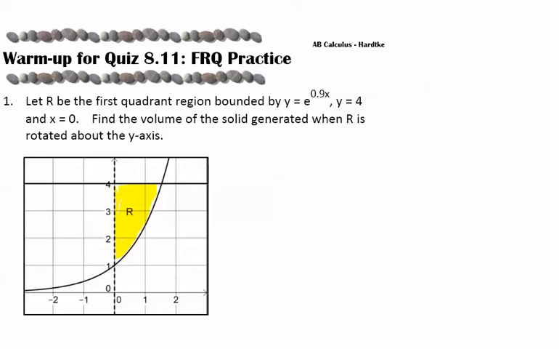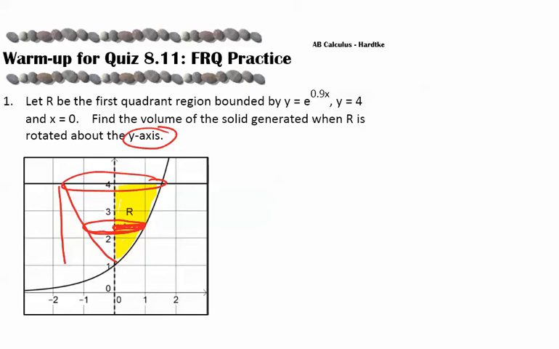In this first problem, we're revolving this first quadrant region between an exponential function and a horizontal line about the y-axis. So as soon as you hear that we're revolving about the y-axis, you should realize that we're going to have to use horizontal rectangles. So our disk will be horizontal.